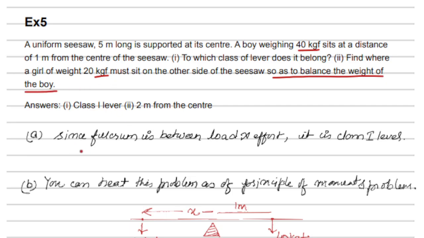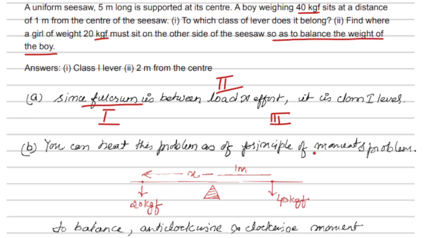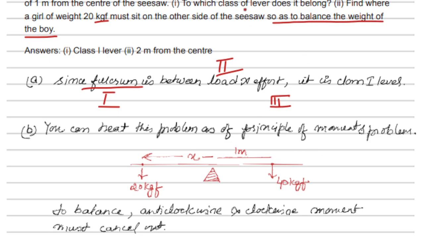So first thing is the fulcrum is in between. Whenever the fulcrum is in between, we say it is the first class. If load is in between, we say second class. If effort is in between, we say third class. So that's how we remember this. Now what they are asking is, two persons need to sit, and they are asking where to make them sit. So we can treat this problem as a principle of moments problem.